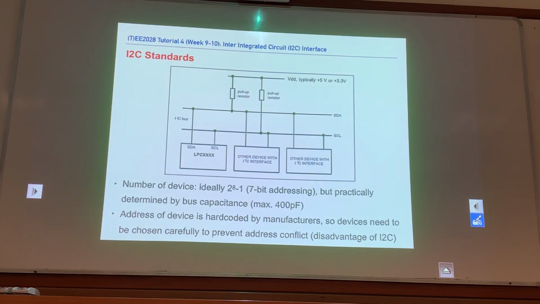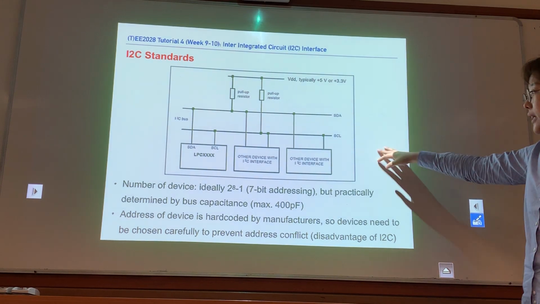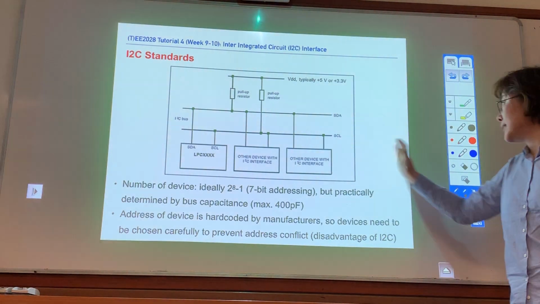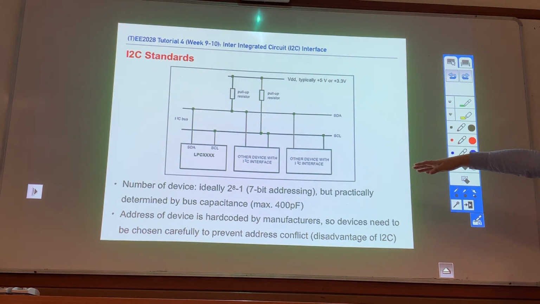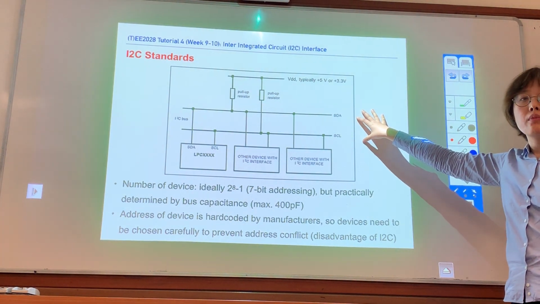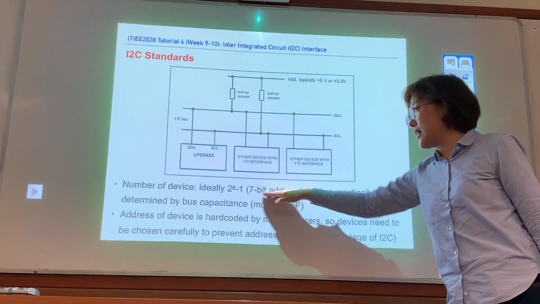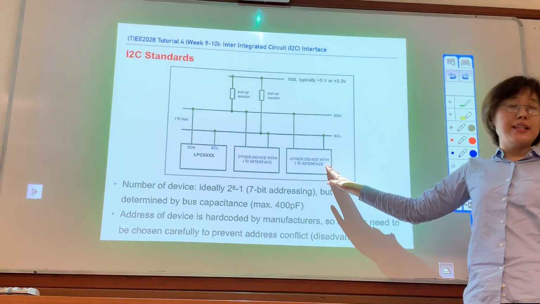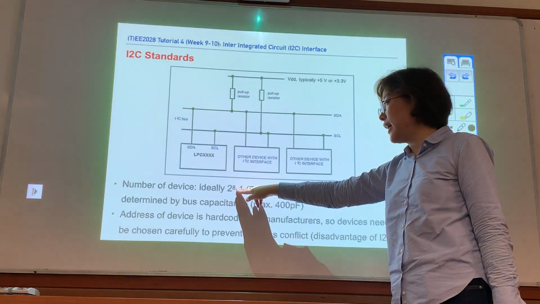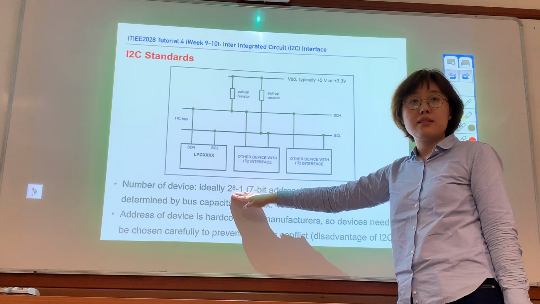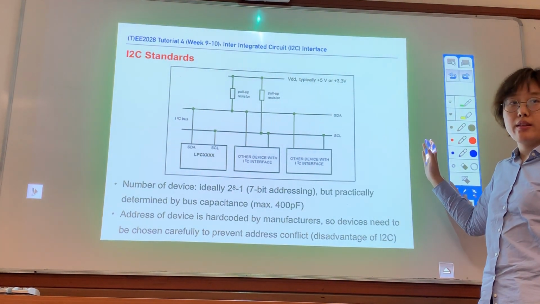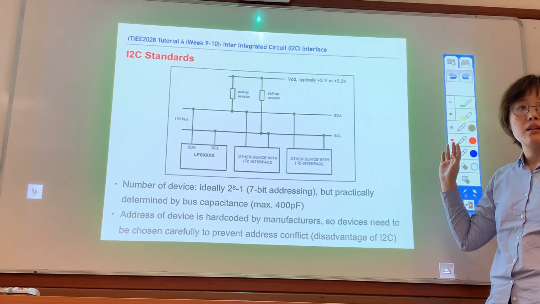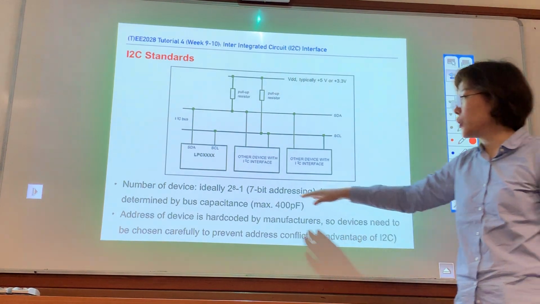Now some standards: consider how many devices maximum you can connect to the channel. Since for addressing we are using 7 bits for the address of the device, theoretically you can get 2 to the power of 8 minus 1 this many devices connected here. Theoretically, all of these have different addresses. But practically, you cannot do this many.